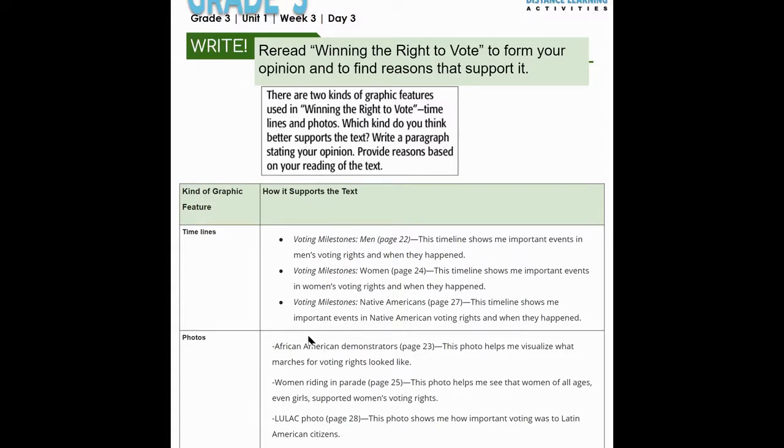And now that I'm done, I have to think about my opinion. Which graphic feature do I think best supports the text, either timelines or photos? So I'm going to go back and reread my information, and I'm going to choose and construct my opinion, okay? Now it is your turn.